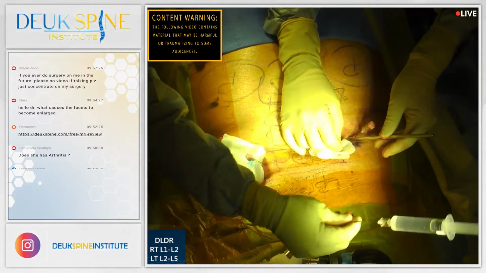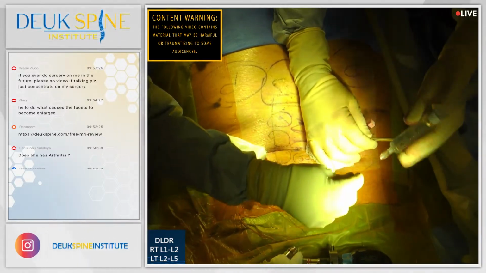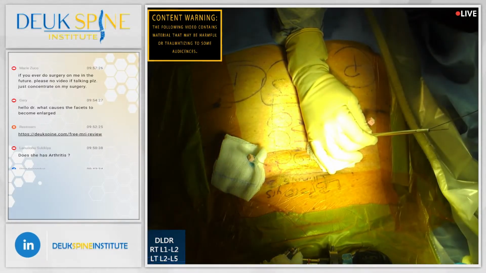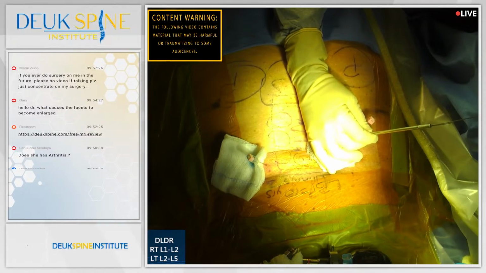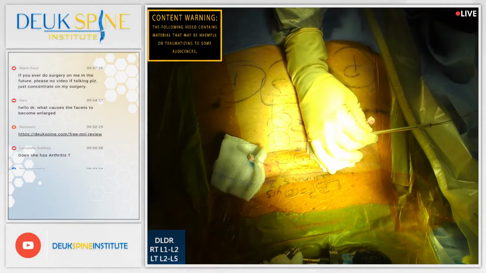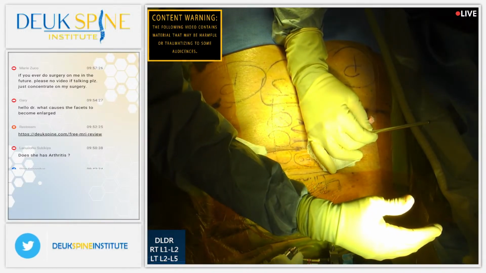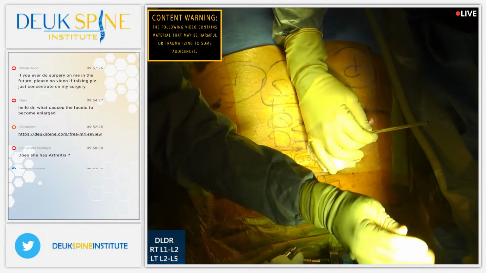Arthritis just means inflammation of a joint. Arth is joint, itis is inflammation. So arthritis is inflammation of a joint. She has arthritis in 1, 2, 3, 4, 5, 6, 7, 8, 9, 10, 11, 12, 13 joints that we're fixing today.